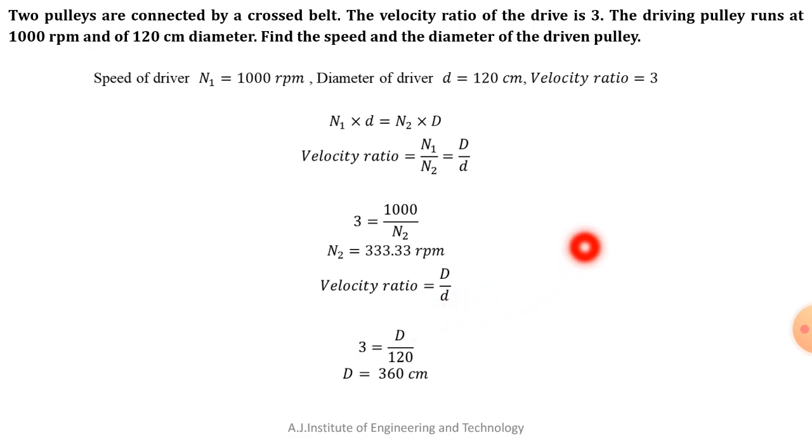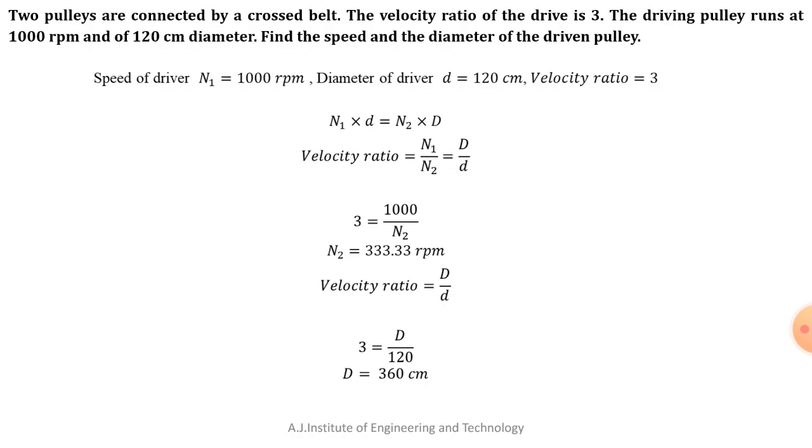So you can see here n1, the driver, is rotated at a high speed, but the diameter is very small, that is 120 centimeter, but the driven speed is less because velocity is reduced, 3 is to 1. So that's why the speed of rotation of driven is 333.33 rpm, and the diameter of driven pulley becomes high, that is D equal to 360 centimeter. So this is about the third problem.